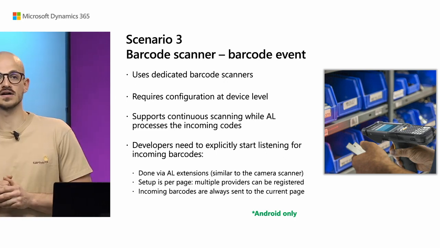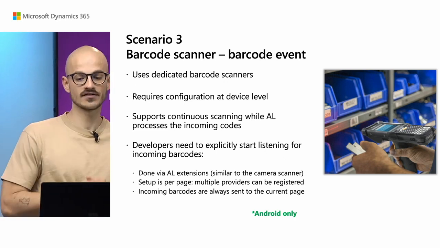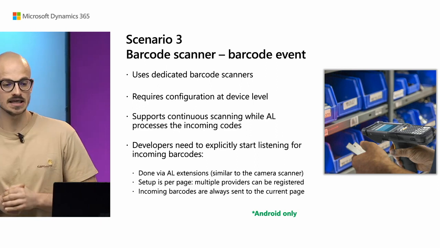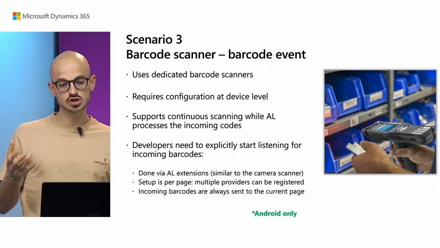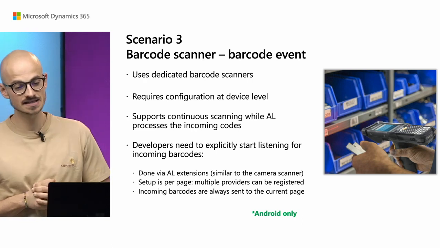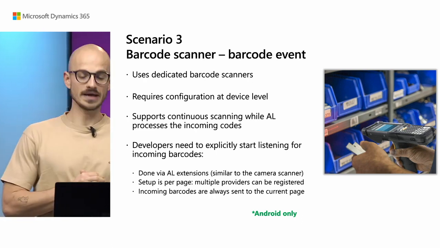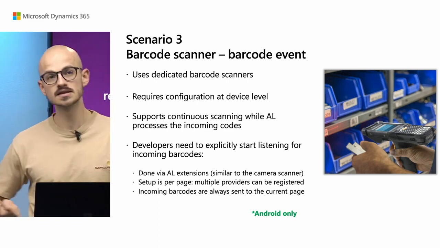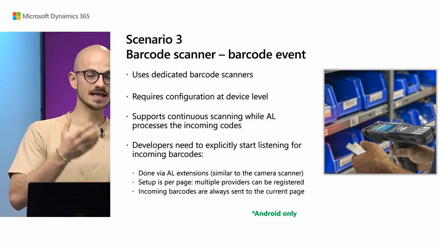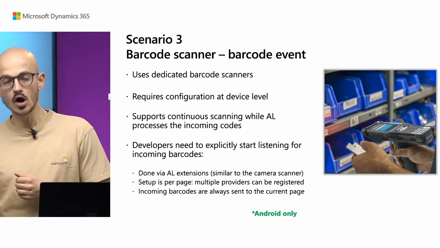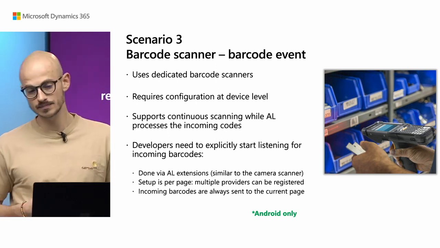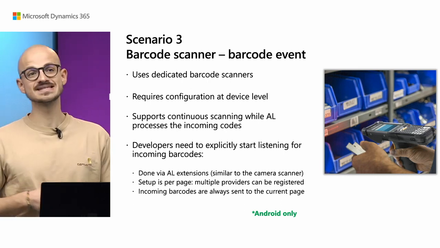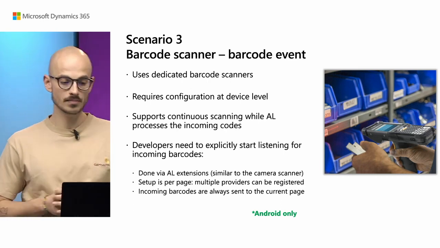The second level of configuration that an AL developer would have to do is to implement the scanning capability in AL. In order to do so, you would have to explicitly start listening for incoming barcodes on a page, and you have to do that only once. As the user keeps on scanning, barcode data will be sent to that page. Of course, one can register multiple barcode scanning events on multiple pages. However, the data will always be sent to the topmost page.